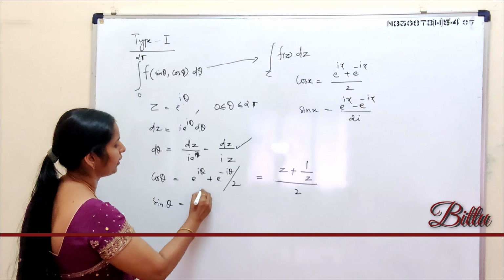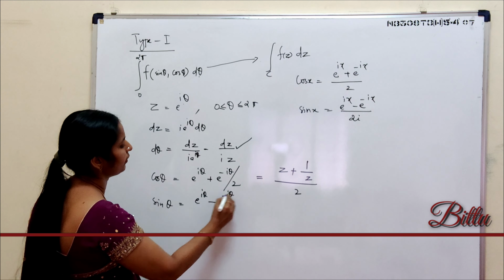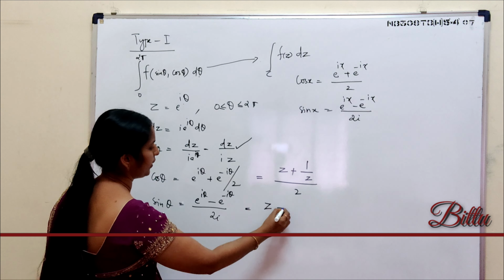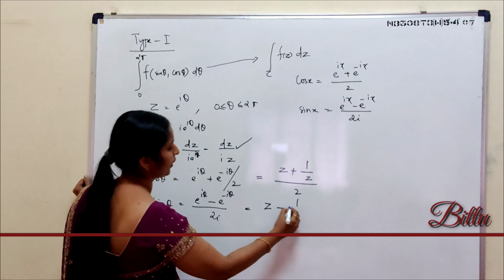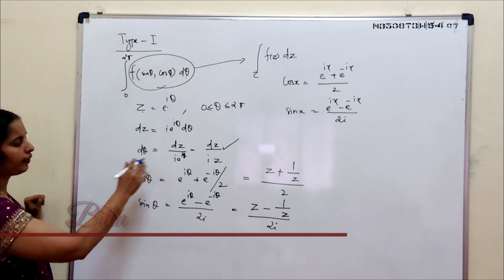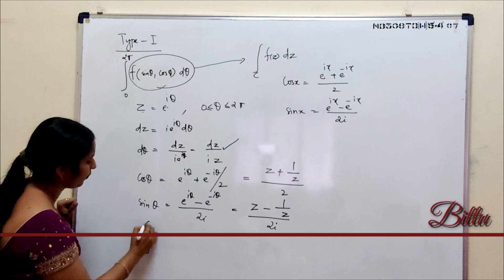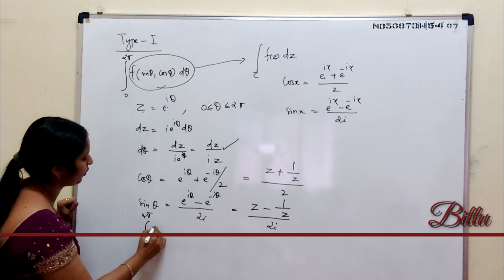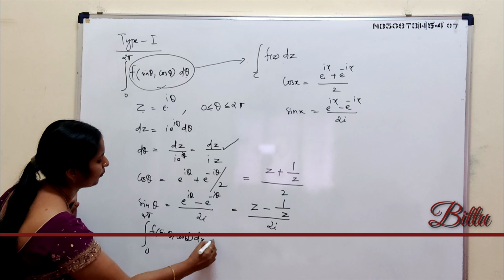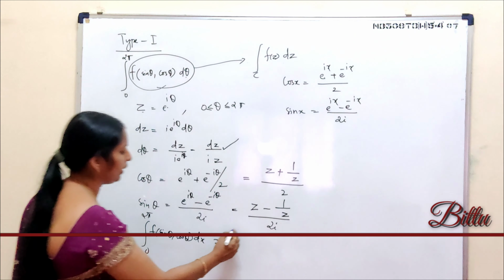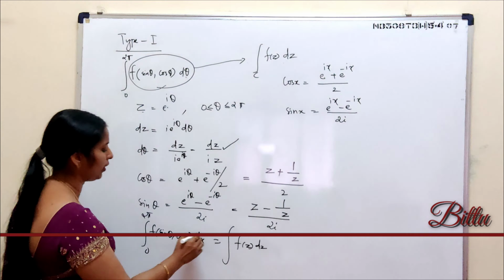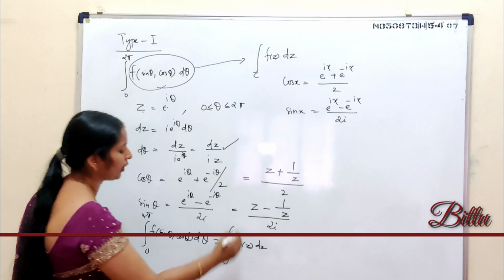Similarly, sin theta is e raised to i theta minus e raised to minus i theta by 2i. E raised to i theta is z, minus 1 by e raised to i theta, which is 1 by z, all by 2i. Now, by these substitutions, all integrals of the form integral 0 to 2 pi f of sin theta, cos theta d theta will be integral f of z dz. All these functions will reduce to a function of z.